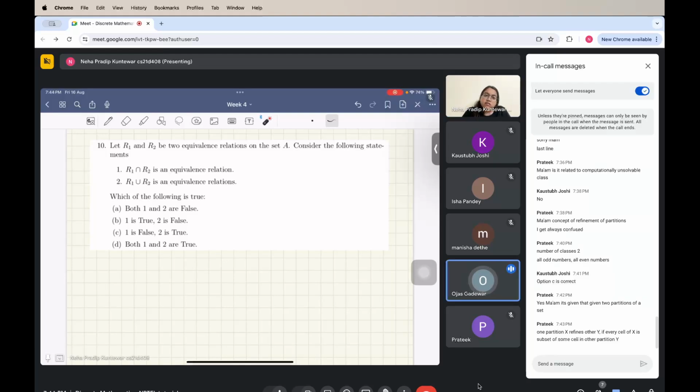Ma'am, I think option 2 is correct. Second statement is correct, not option 2. Okay, so I'll wait for a minute for others to think, and then I'll ask you if you have any idea, if you would like to expand on that. So I'll just give others some time to think. Ma'am, option B is correct. Okay, yes, good. Do you want to explain?